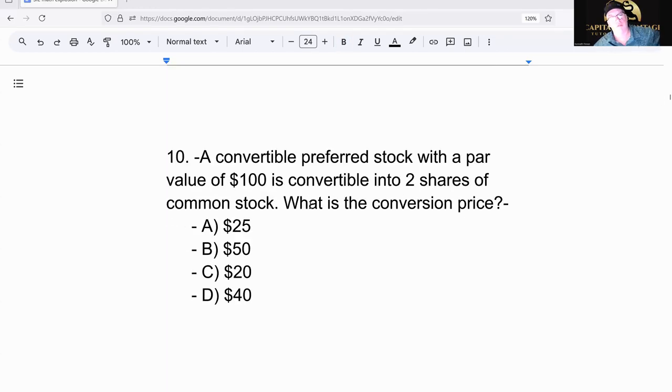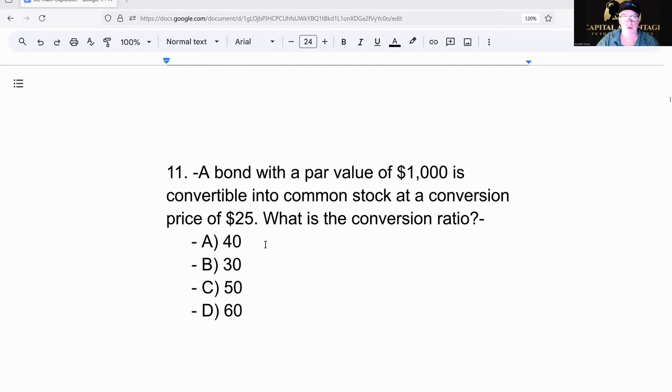Okay, here we go. Number 10: a convertible preferred stock with a par value of 100 is convertible to 2 shares. What is the conversion price? Interesting, look at what they're asking. They're asking the conversion price this time. So you just do the opposite. 100 divided by 2 is going to be the conversion price. Remember, if you do par divided by the price, you get the ratio. So if I give you the ratio, par divided by the ratio should give you the price. Tricky question. So here the answer is 100 divided by 2, which is $50. There we go. I should slow down.